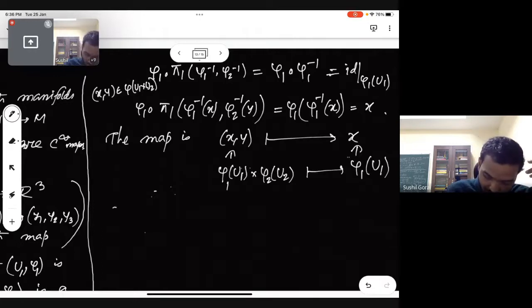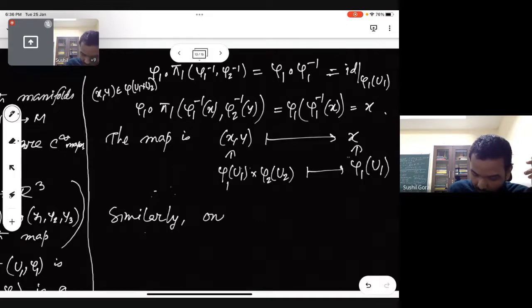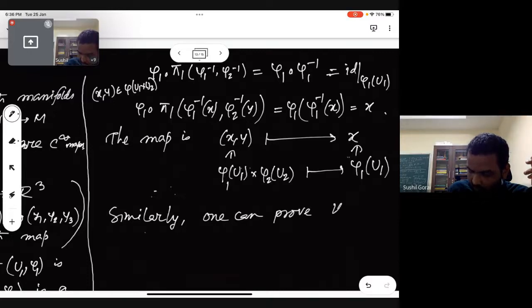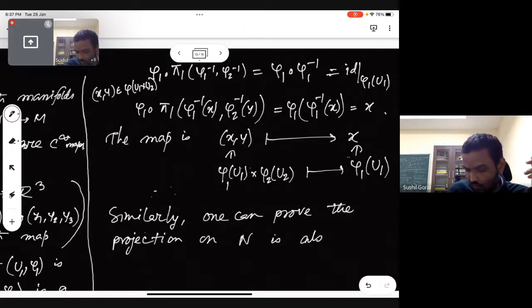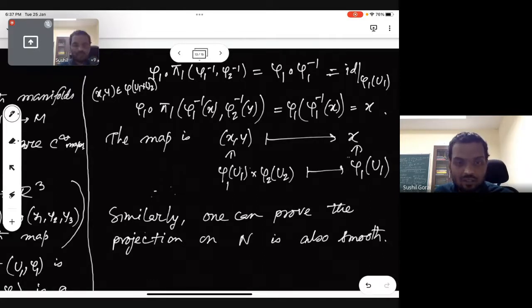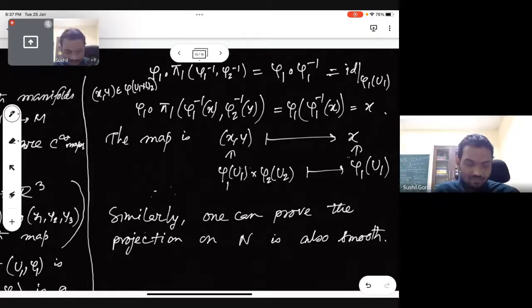So similarly, one can prove the projection onto N is also smooth. Smooth and C infinity we will use interchangeably. They will mean the same thing.